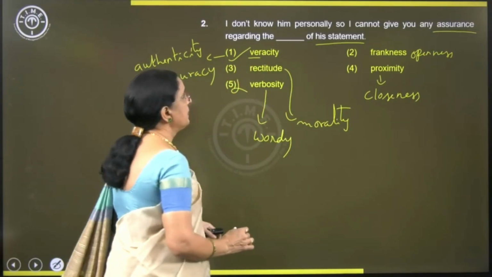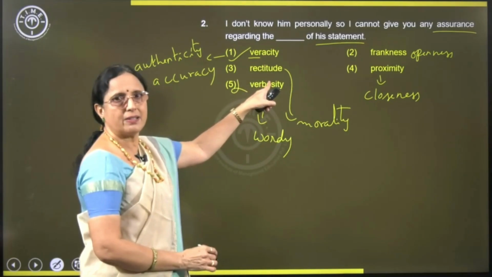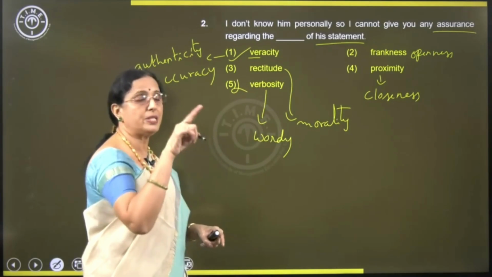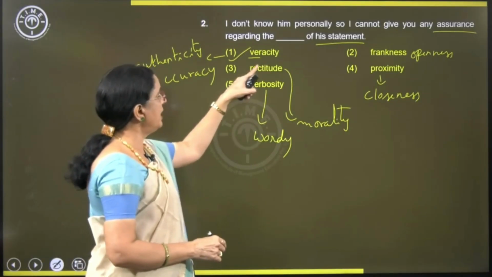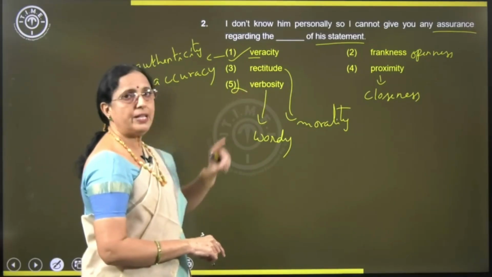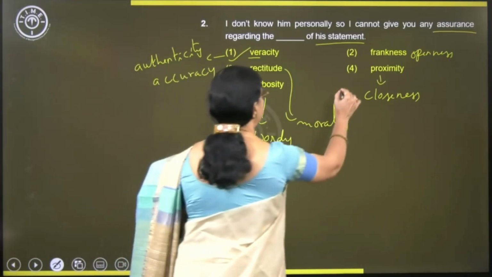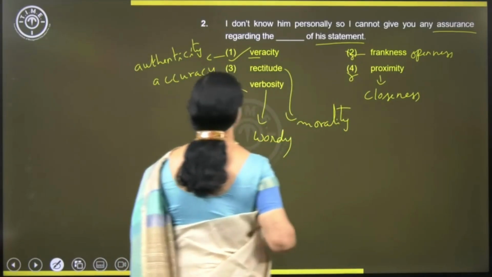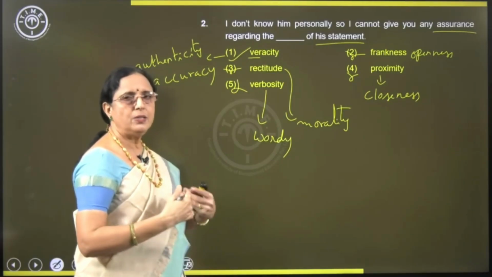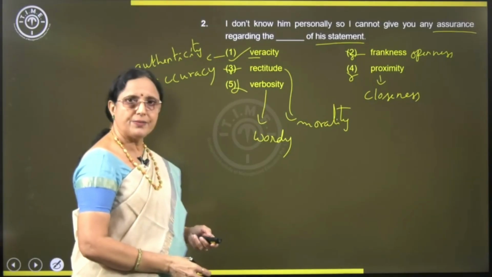And frankness of his statement, statement is not frank, right? People are frank, right? That's what I'm talking about, usage. Rectitude, morality of the statement, no. Rectitude is for persons, not for statement. And proximity, no. It's completely irrelevant. So, we're not talking about closeness. Am I clear? Right. Verbosity of the statement, yeah, verbosity, use more words than necessary, but that doesn't fit the context of the sentence.